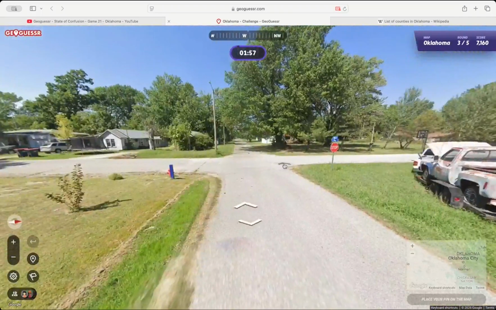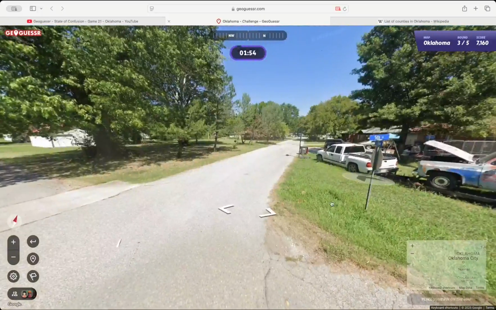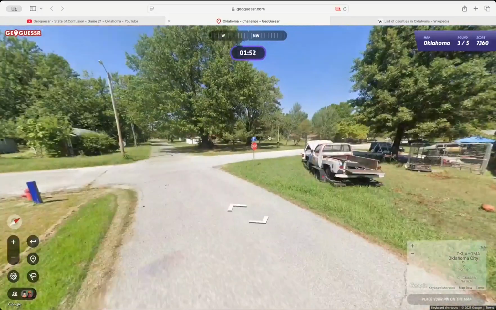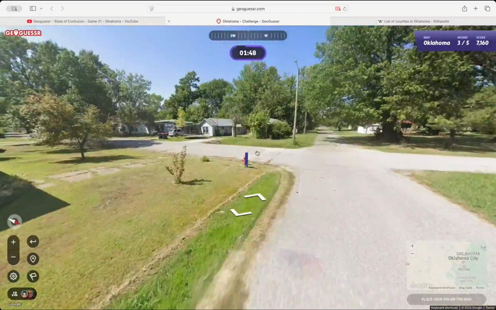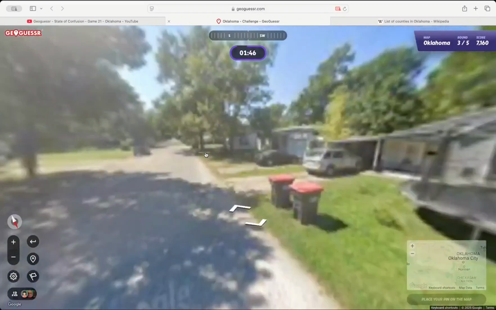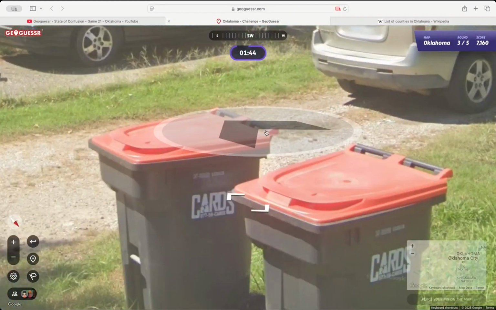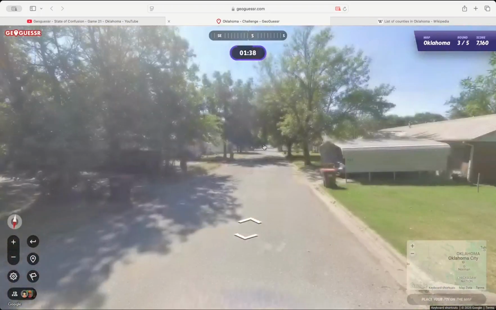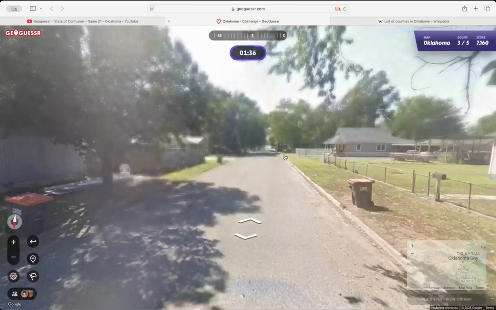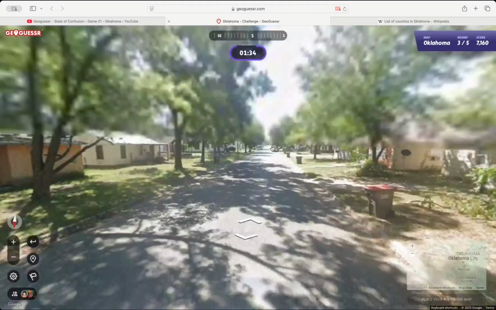Getting some urban drops here, which is surprising. Another urban or relatively urban drop, 5th Street and North River. Let's hope we can get some bins. Cards. No. Not gonna help me, huh? I have no idea where Cards is.